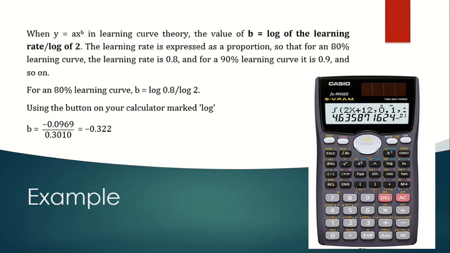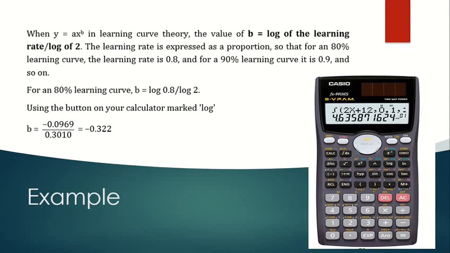So here you can see B is the learning index. So how to find log of learning rate divided by log of 2. Always remember, log of learning rate should be divided by log 2. In your calculator there will be a log button. So you can just apply and see log. Here you can use this log button.